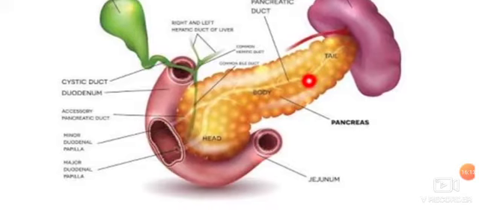This is a picture showing the same duct system. The main pancreatic duct opens here along with the bile duct. This accessory pancreatic duct opens here.